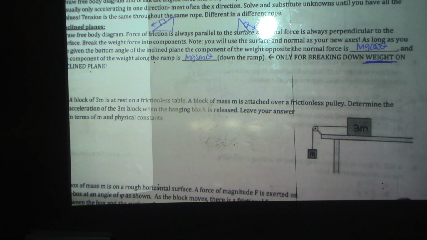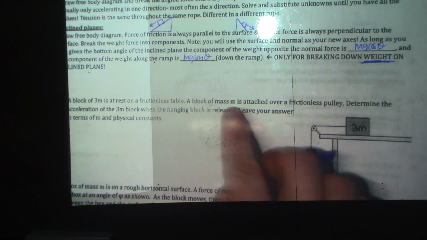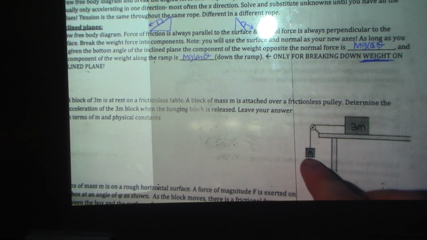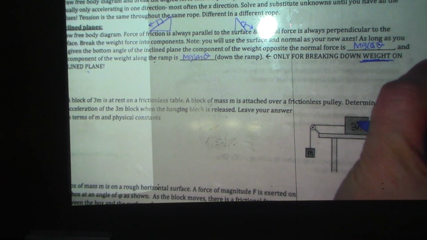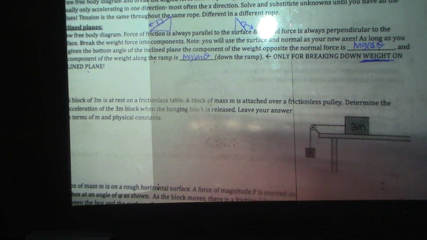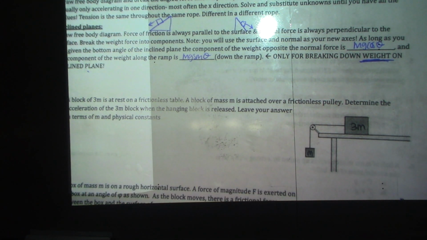Right, number 1. We've got a block of 3m at rest on a frictionless table, and a block of mass m attached over a frictionless pulley. We want to determine the acceleration of this block when the hanging block is released, leaving our answer in m and physical constants, which just means g.